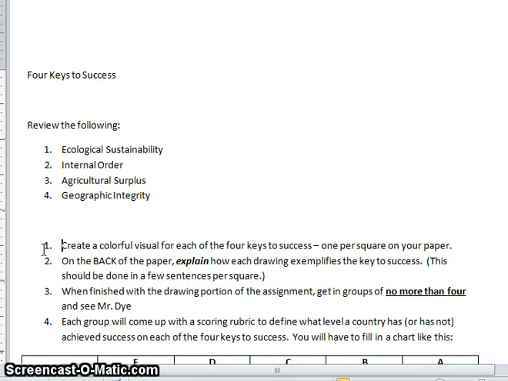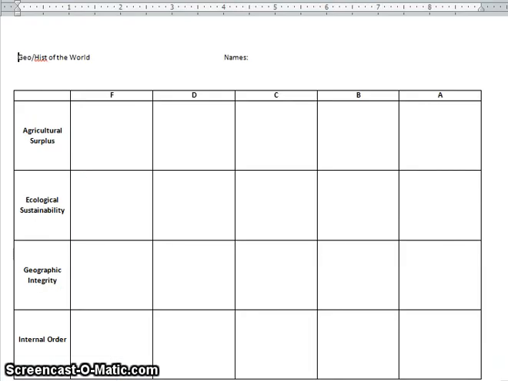Then when they were finished, I checked it over a little bit. They got into groups between 3 and 4 most of the time, no more than 4 to a group, and then they came up with a scoring rubric to define what level a country would have or not have achieved that success on each of those 4. So essentially what I had them do is really just to create a rubric, and it would look like this.